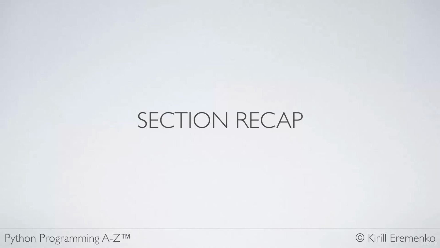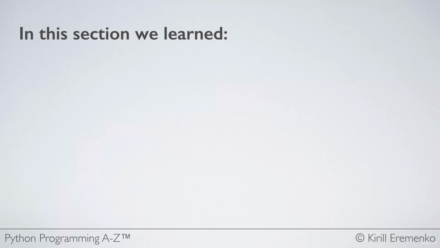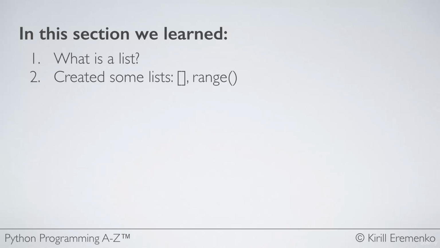Alright, section recap. So what did we learn in this section? In this section we learned, first of all, what is a list? We talked about lists and we also compared them to vectors in R, if you've learned R programming before, and we kind of got comfortable with that whole concept in general. Then we created some lists.